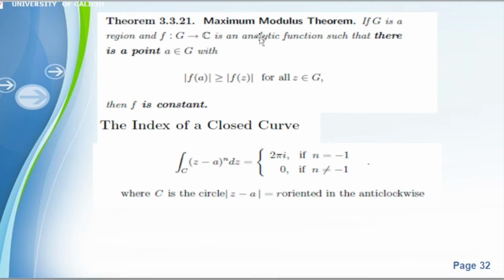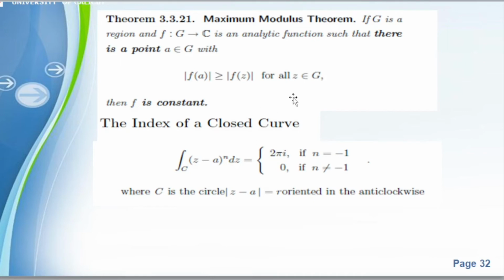Next we have the maximum modulus theorem. If G is a region and f from G to C is an analytic function such that there is a point a belonging to G with modulus of f of a greater than or equal to modulus of f of z for all z belonging to G, then f is a constant.